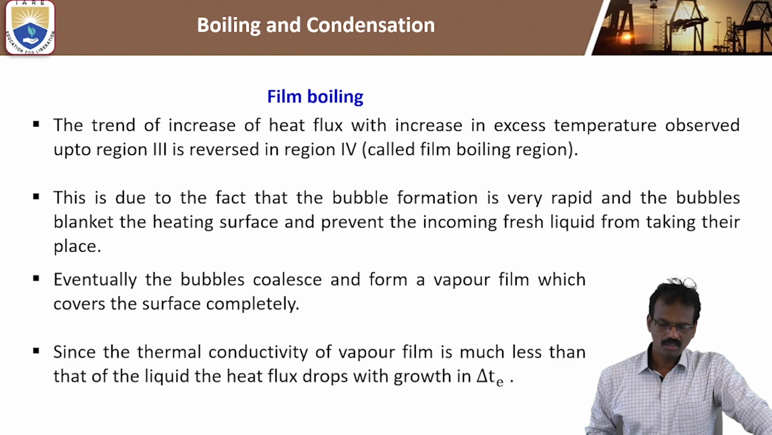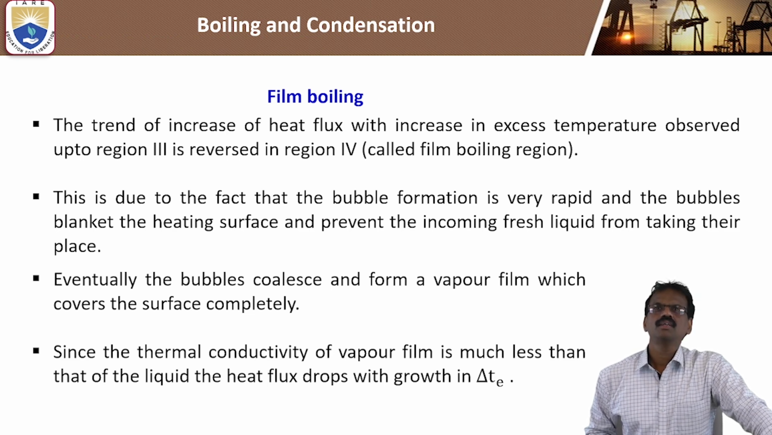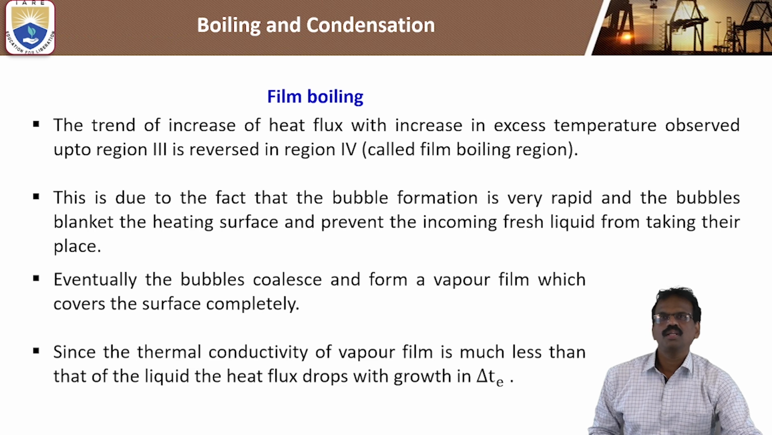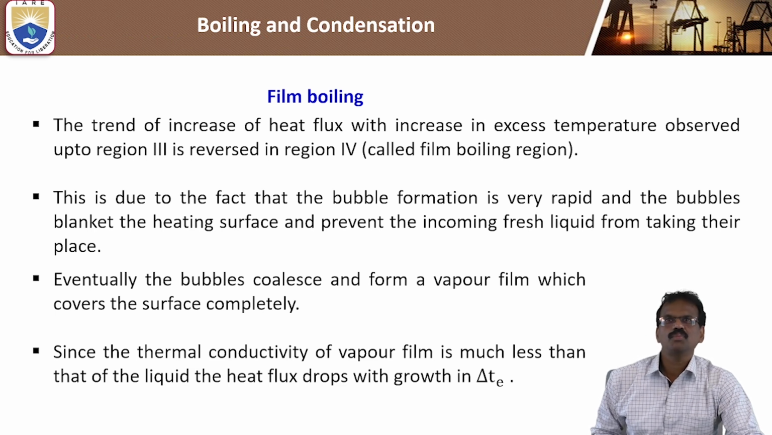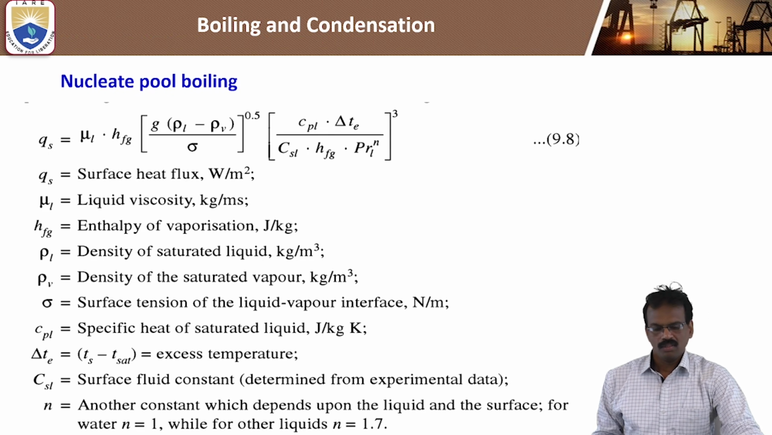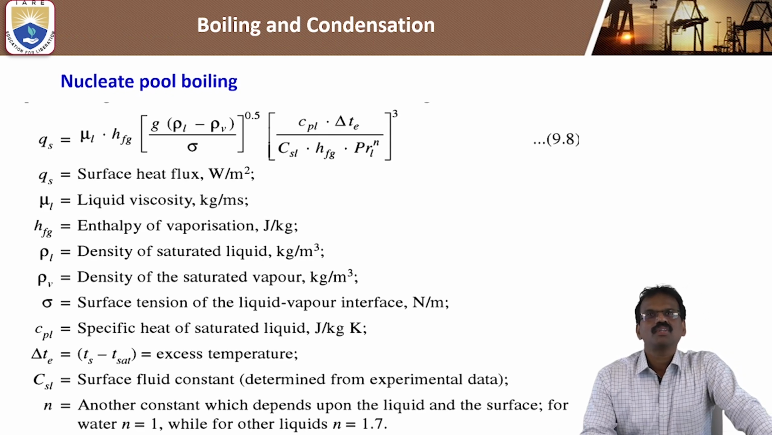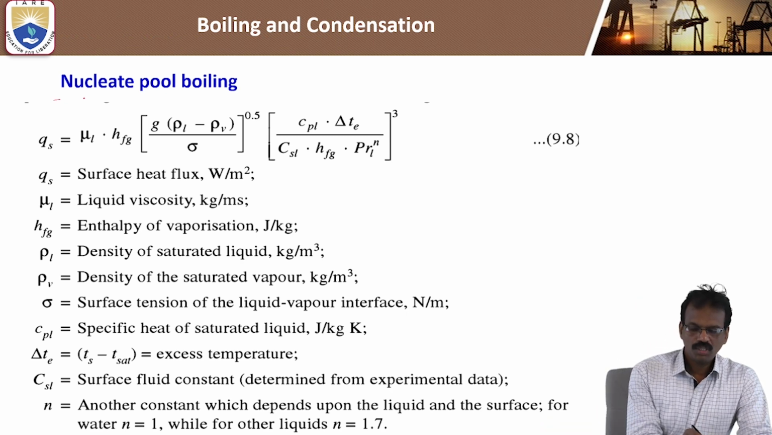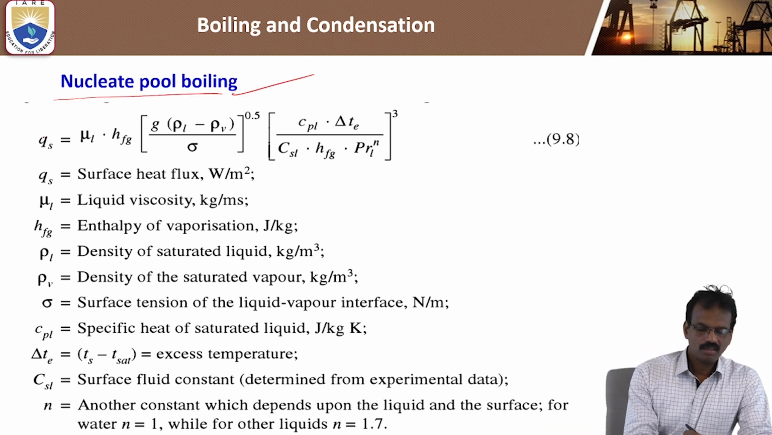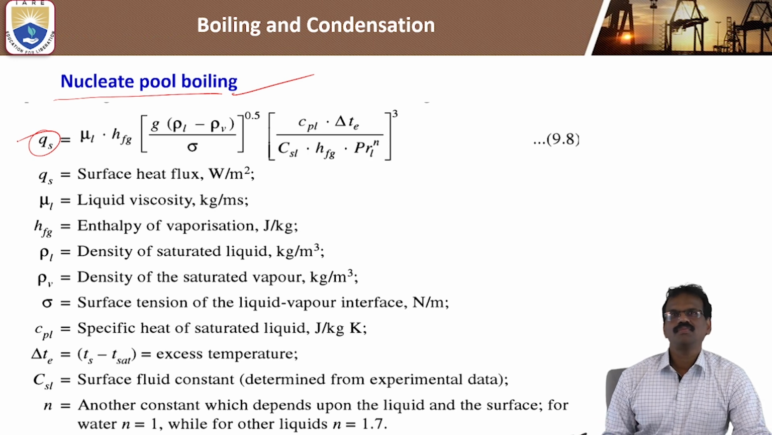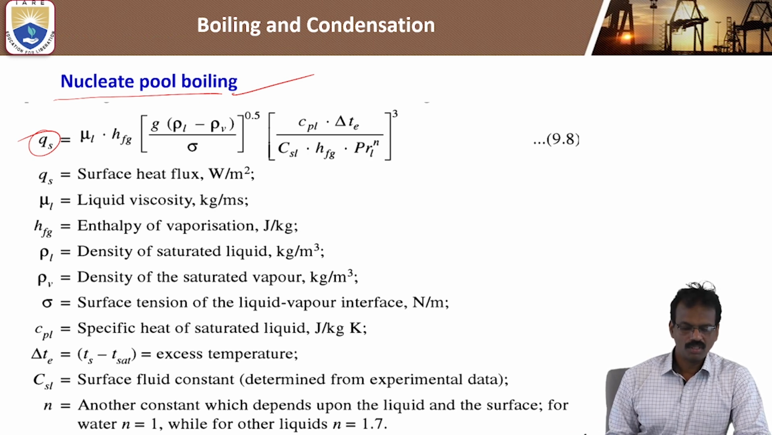So the initial process is natural convection boiling, next nucleate boiling and film boiling. These are the stages in the boiling process. Now we'll see how to find the rate of heat transfer in the boiling process. Here in nucleate boiling, how to find the heat flux. The rate of heat transfer per unit area is the heat flux.